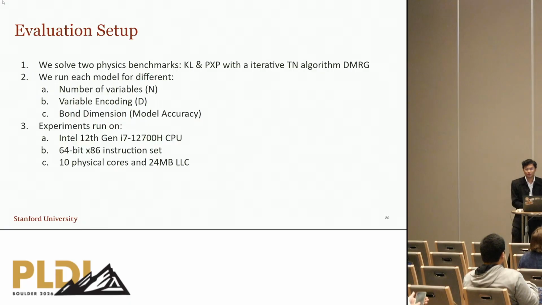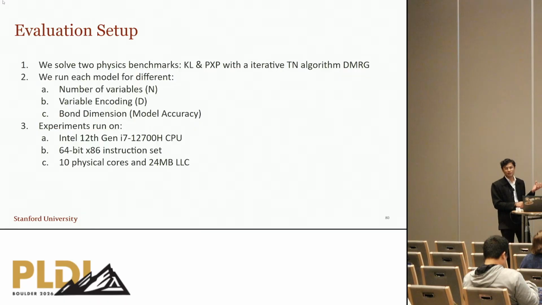We run each model for different number of variables, n, and variable encoding d. These were points I mentioned at the start of this talk as things we can control on the mask code itself. And then also modulate another parameter called bond dimension. I haven't talked about it much. You can just think of it as a proxy for model accuracy. The higher it is, the more accurate your final solution will be.